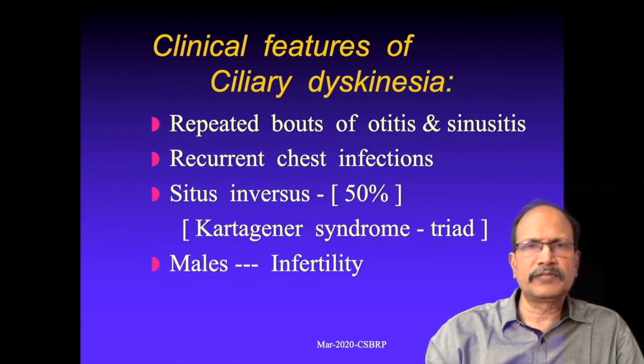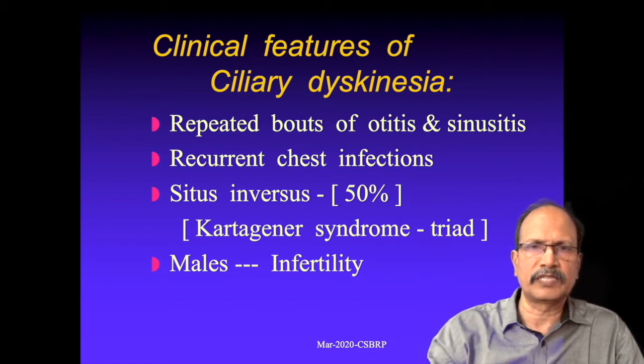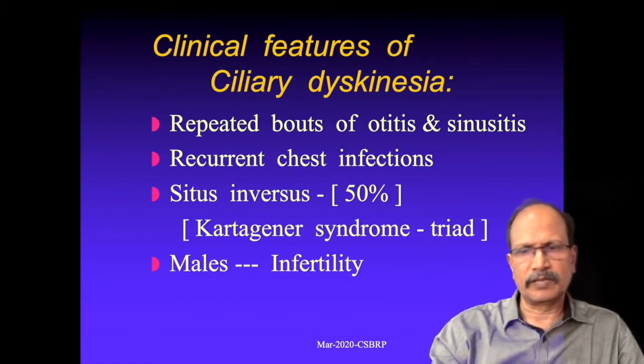So clinical features of ciliary dyskinesia: these patients repeatedly come with some infection, especially involving the ear, sinuses and chest, that is lung. So otitis, sinusitis, chest infections are commonly seen in those persons suffering from ciliary dyskinesia syndromes. In addition to that, the organs may be malplaced, that is, there may be situs inversus.